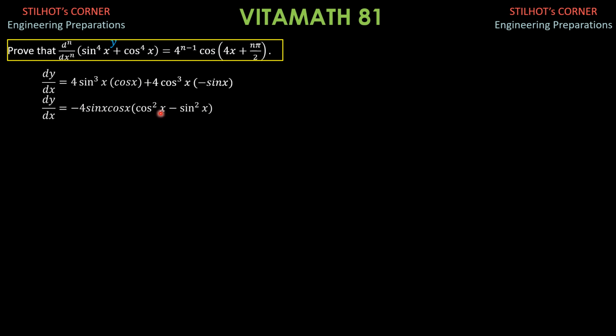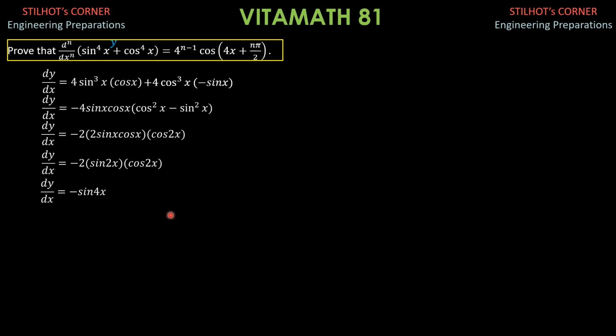We note from trigonometry that this is double angle formula cosine of 2x, while we can write this as negative 2 times quantity 2 sine x cosine x, then cosine 2x. This 2 sine x cosine x is sine 2x. So we have negative 2 times sine 2x times cosine 2x. And again, the entire formula, double angle 2 sine 2x cosine 2x, is simply negative sine of 4x. So dy dx is negative sine of 4x.